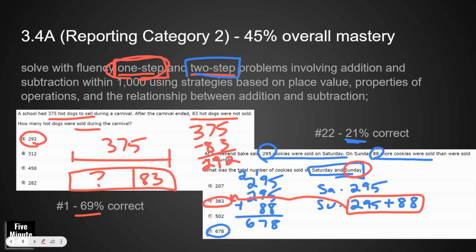So sometimes the easiest way to find the answer is just to write out a statement, or have them write out a statement on their scratch paper, because then they can keep track of whether their statement is answering the question. And if they think 383 were sold on Sunday, all you've got to do is go back and read this question and realize, oh, it's asking for Saturday and Sunday.